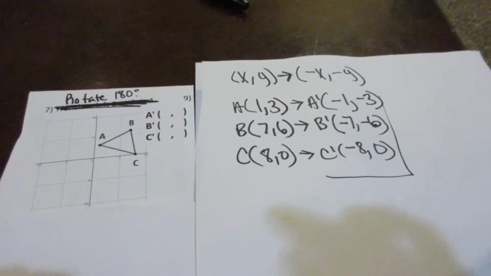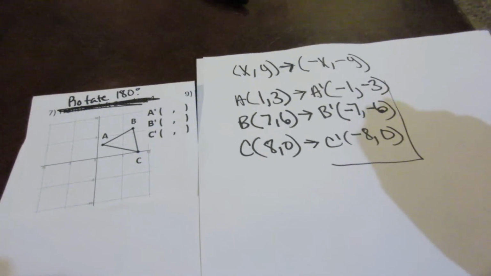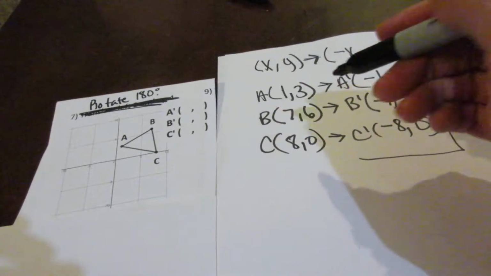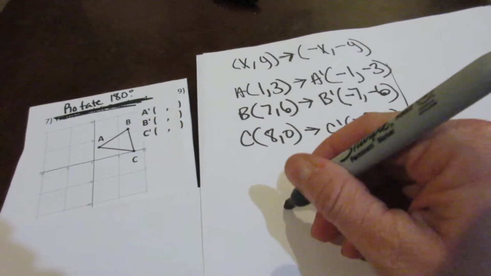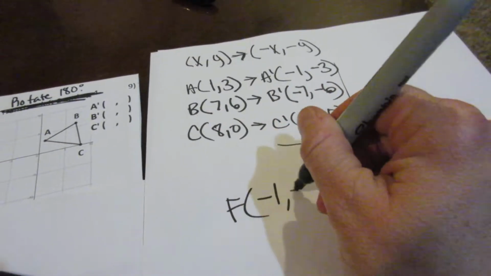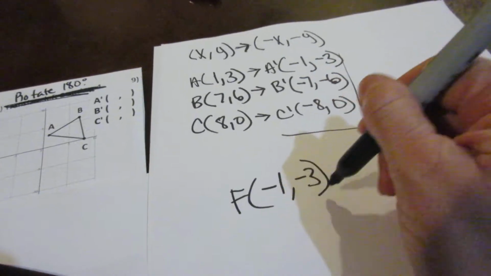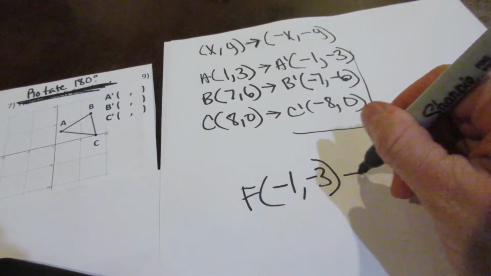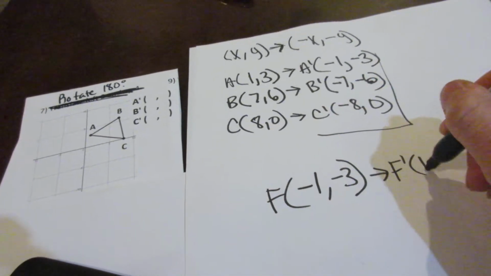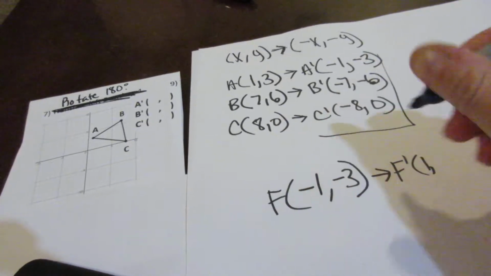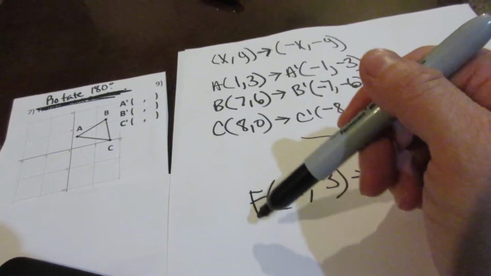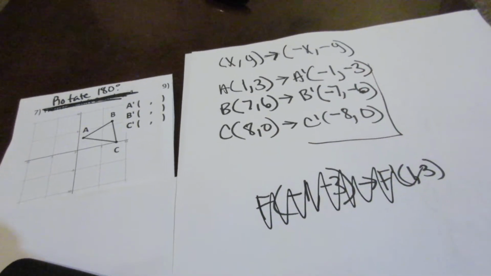Before I graph them, I'm going to just point something out really quickly. If we'd had a point that began with a negative coordinate, so let's say that we had another point F, and its original location had been -1, -3, just like this one, it would have flipped the signs on both of them. So when F had turned to F prime, -1 would become +1, and -3 would have become +3. So if it's positive, it becomes negative, vice versa. The only time it doesn't change is if one of the coordinates is 0.